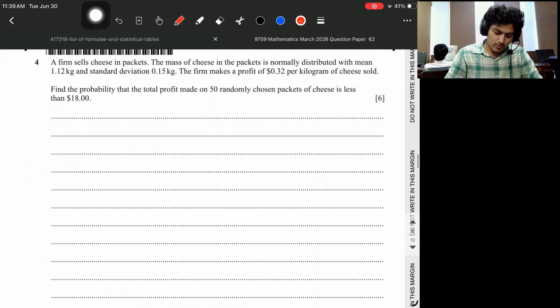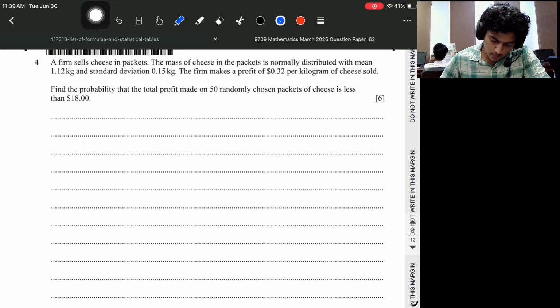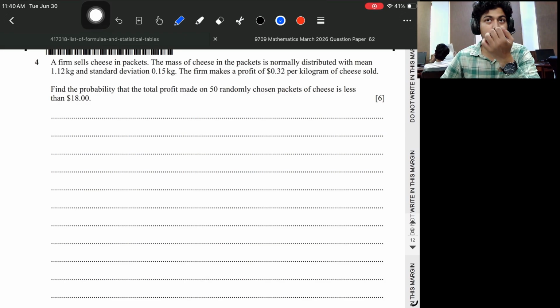Now moving forward, a firm sells cheese in packets. The mass of cheese in the packets is normally distributed with mean 1.12 kilograms and standard deviation 0.15 kilograms. The firm makes a profit of $0.32 per kilogram of cheese sold. Find the probability that the total profit made on 50 randomly chosen packets of cheese is less than $18. Now, this is basically the formula of linear combination of random variables.